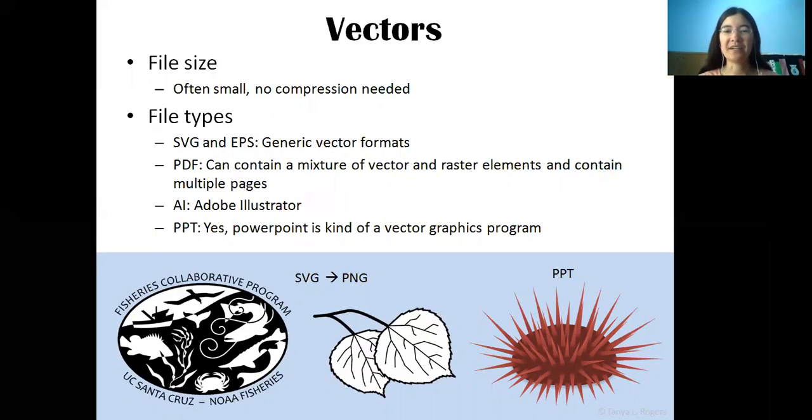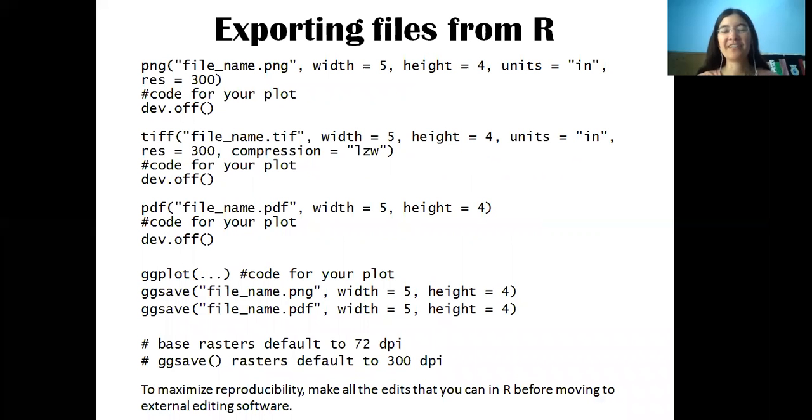So some examples below: the Fisheries Collaborative Program logo I created in a vector graphics program that I'll demonstrate later. This is originally an SVG, which I exported as a PNG to put into this PowerPoint and to submit. The leaves are another vector drawing. And then the sea urchin here was actually made in PowerPoint using PowerPoint shapes, which I'll show you later how I did. Okay, moving on quickly to how to export files, or I guess graphics, from R properly.